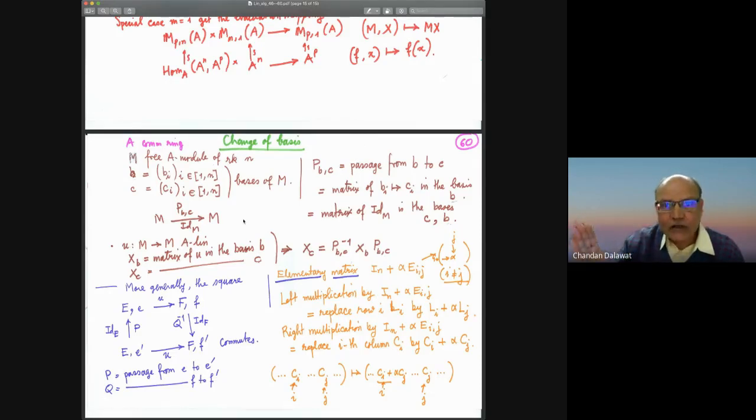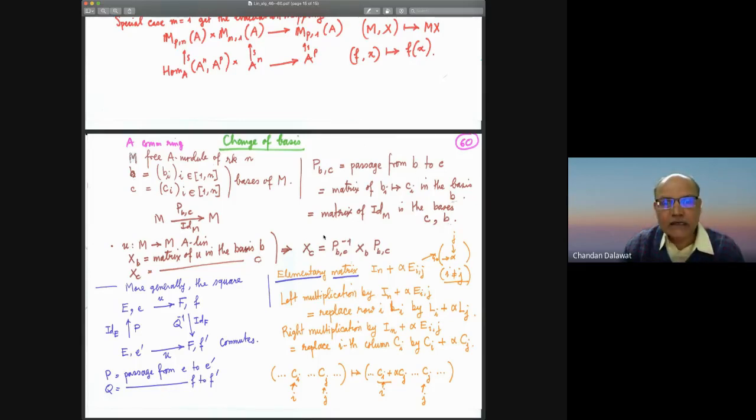There are two ways of thinking of this matrix. The first one is that I'm looking at the matrix in the basis B of the map which sends Bi to Ci. That's an endomorphism of the free module M. And in the basis B, it has a certain matrix. That's the matrix which is going to be called PBC, the matrix of passage from the basis B to the basis C.